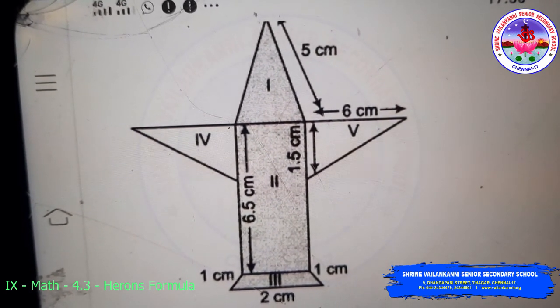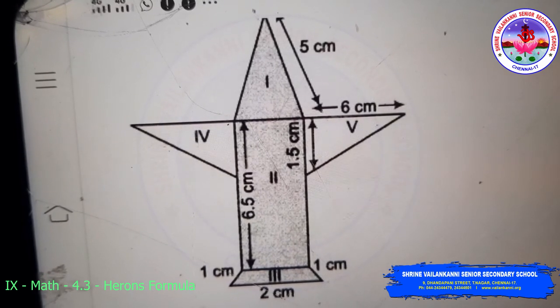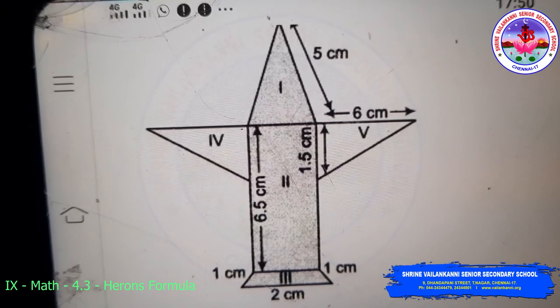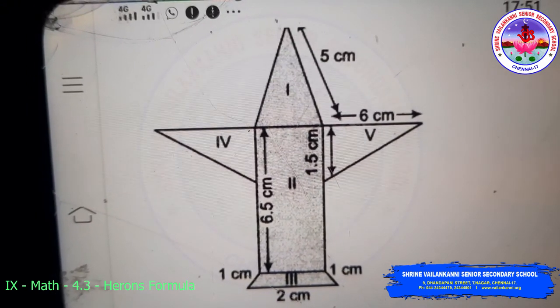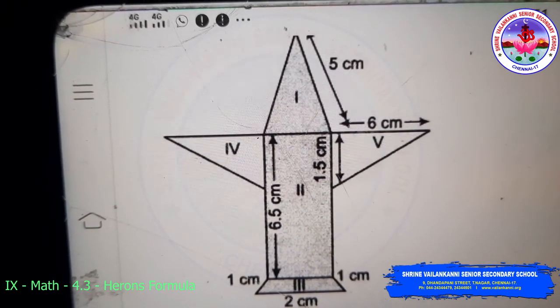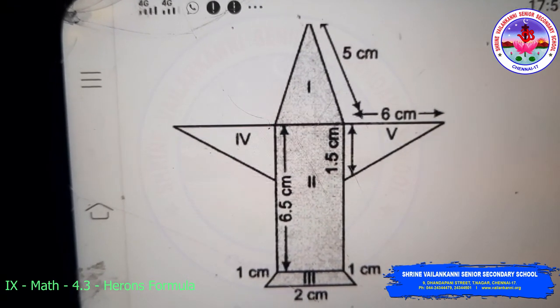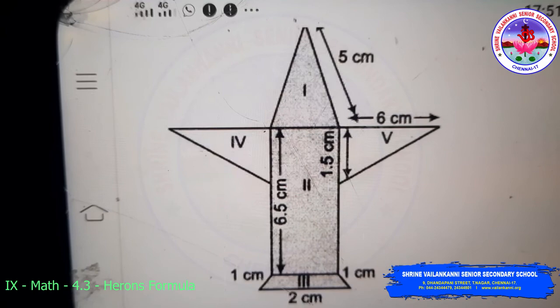The first part we are dividing as an isosceles triangle, the second part as a rectangle, the third part as a trapezium, and the fourth and fifth parts as equal right angle triangles. So we find the area for these 5 parts, and adding together we will get the total area.